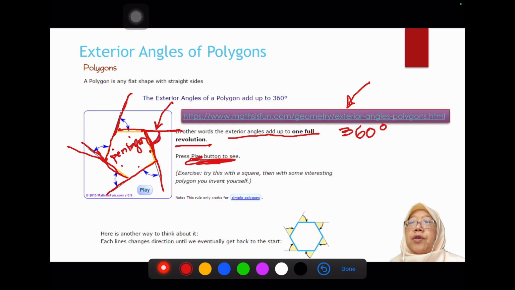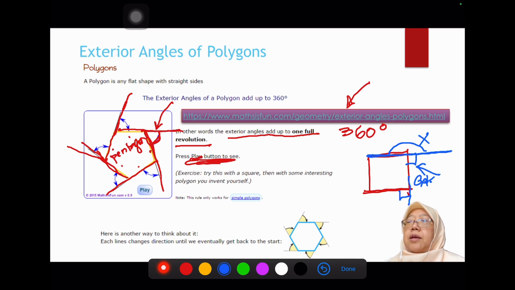So if it is a square, this is a square, not so accurate, but this is a square. So you need to extend it. This is one, then you extend another one. Now if it is a straight line like this, it is 180, it's not counted. This is the exterior angle. So extend over here, this is 90 degrees, extend over here, this is 90 degrees. So 90 plus 90 plus 90 plus 90, 360 degrees.